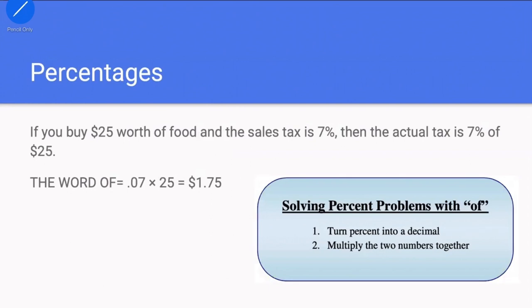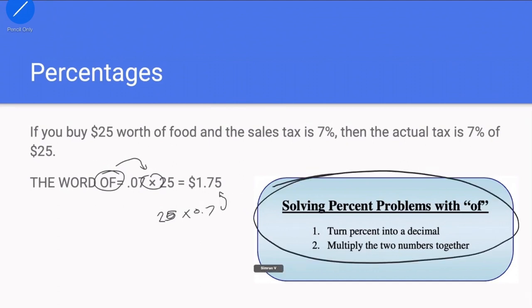Going on to the next percentages: if you buy $25 worth of food and the sales tax is 7%, then the actual tax is 7% of 25. So the important thing here is the word of. The word of means multiplication. So those are connected in every way. If you see of in a word problem, it's multiplication if you're dealing with percentages. So 25 times 0.07 is equal to 1.75. Also, we have this little diagram over here, which is solving percent problems with of. Turn the percent into a decimal, and then multiply the two numbers together.